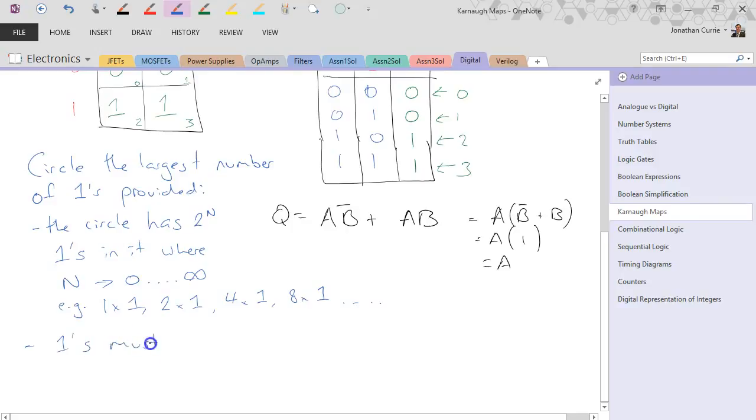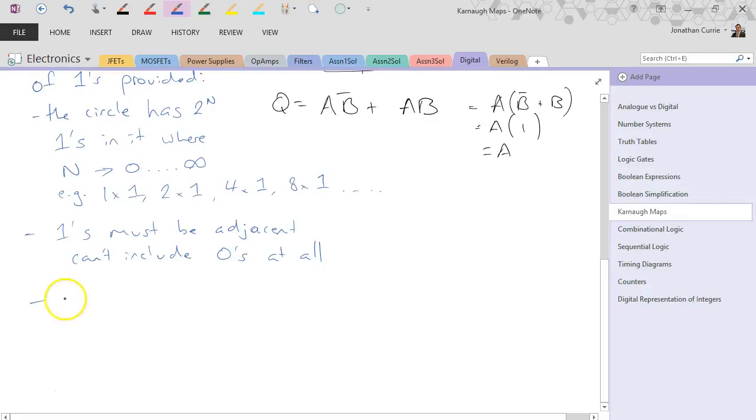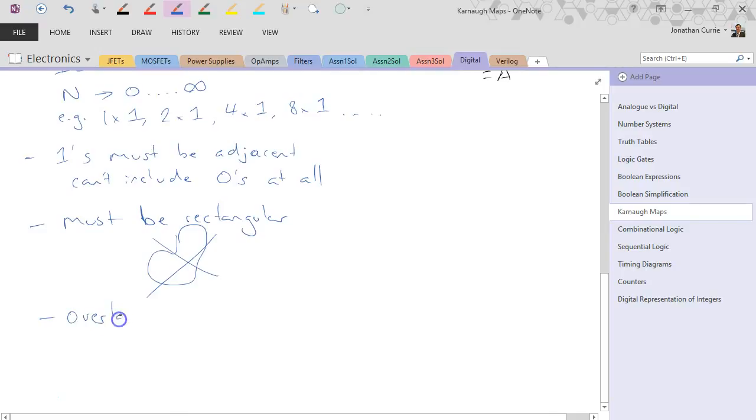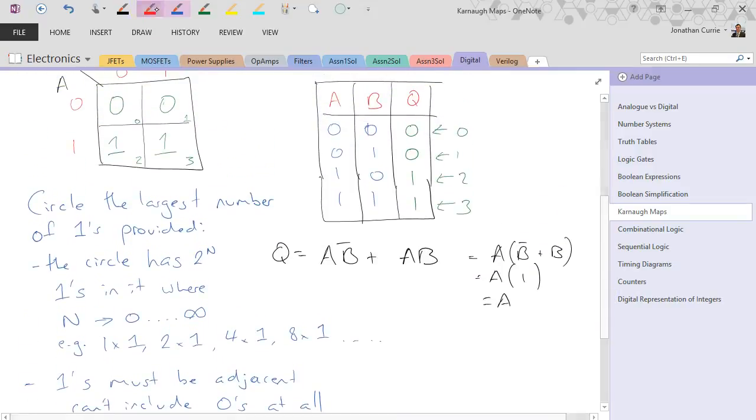Ones must be adjacent, so you can't include zeros at all in your circle. Okay, it must be rectangular. Okay, so no odd shapes. We really are making circles or rectangles here. You can't sort of have blobs that sort of take only some of them. Okay, that's not alright. But there are a few things that you can do. You can overlap around the sides, which I'll show you shortly. But basically, we're going for the largest number of ones, alright, trying to circle them.